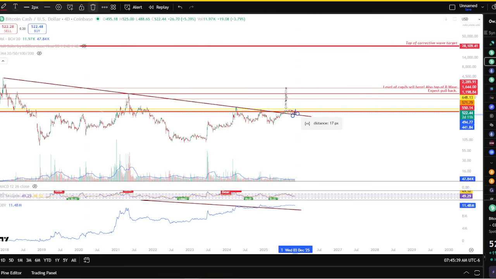Let me delete all this stuff. God, I've got all these weird lines. Sorry, bear with me, I'm almost done. This will be cool.